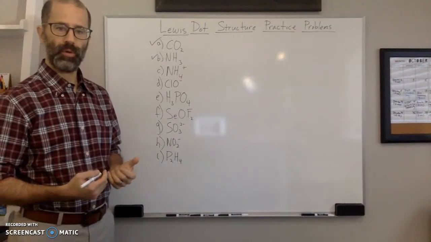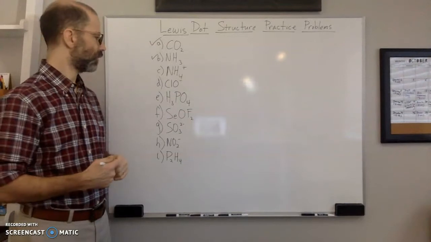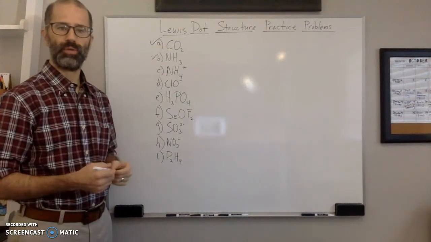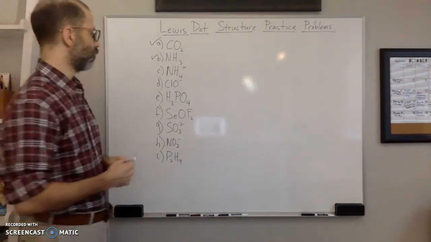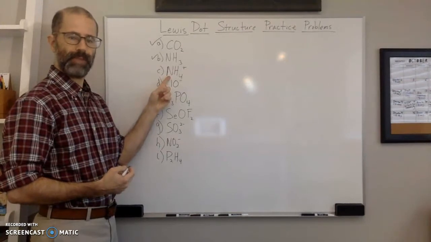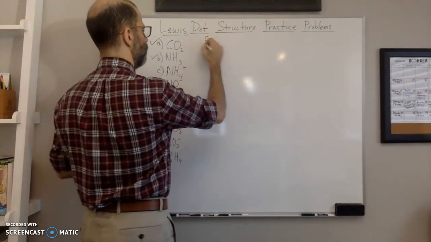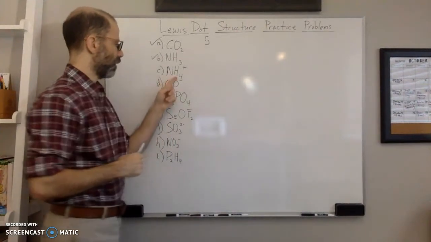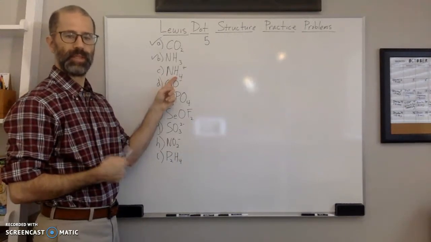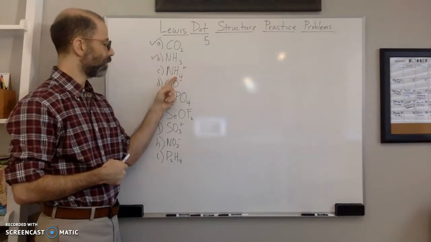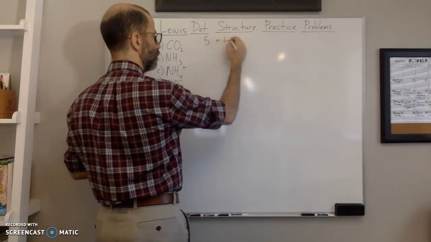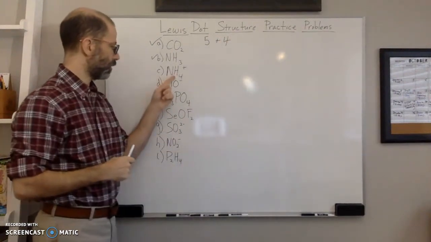So again, the first step is always to count the total number of valence electrons. And notice that we have a charge here, so we have to take the charge into consideration when we're figuring out the total number of valence electrons. And so we start with nitrogen. Nitrogen is in group 5, so it's going to have 5 valence electrons. We have 4 hydrogens. Each hydrogen is going to have 1 valence electron because hydrogen is in group 1. So we're going to have plus 4 for the hydrogens.